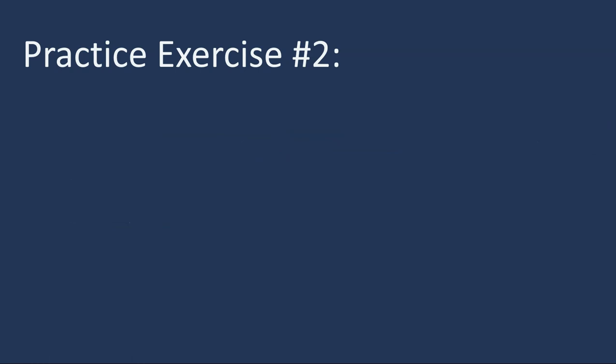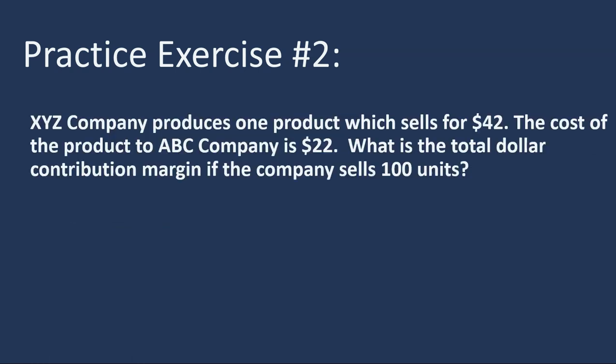In the second exercise, we're going to look at the second formula, and that deals with the total contribution margin in dollars. So XYZ Company produces one product which sells for $42. The cost of this product to the company is $22. What is the total dollar contribution margin if the company sells 100 units? Again, the math in the middle is really straightforward. $42 selling price minus $22 variable cost. That would give us a per unit contribution margin of $20, times the 100 units that I sell, gives me a total contribution margin of $2,000.